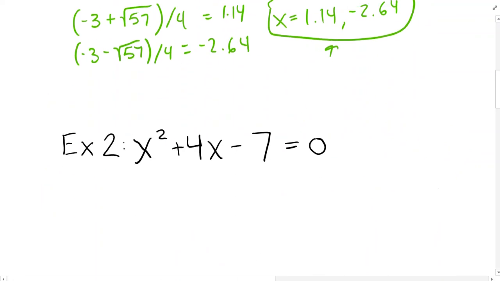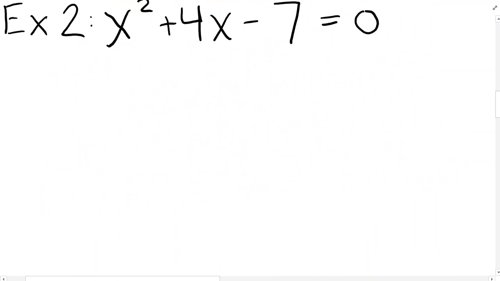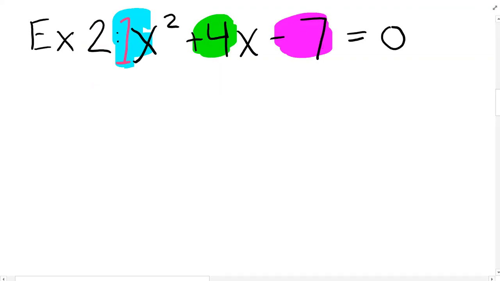So going down to example 2 again, I'm just going to plug and chug into our equation. The only difference here is that I don't have a number in front of my x squared, so this is just a reminder that if I have just an x squared with no number in front of it, I can assume my coefficient here is 1. And so I have my a is 1, my b is +4, and my c is -7.